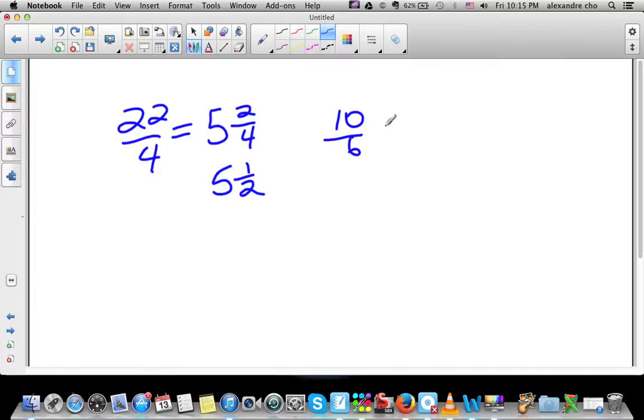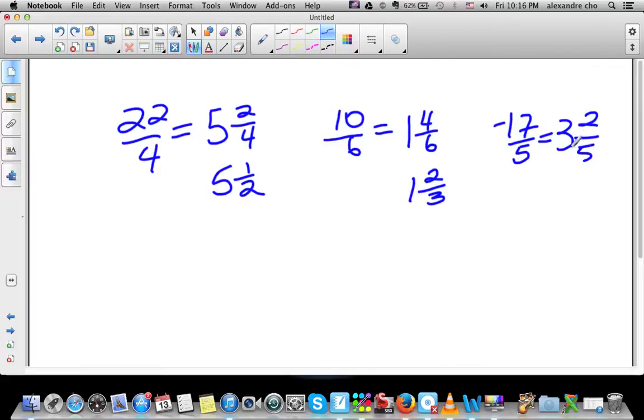10/6. That can be 1 4/6. And if you want to simplify, you can make that 1 2/3. -17/5. 5 goes into 17 3 times. You have 2 left over, 5, and that's a negative. Please make sure you put the negative sign.